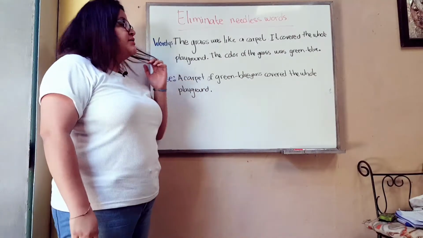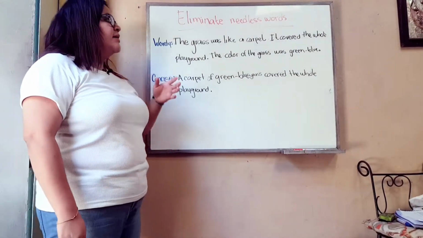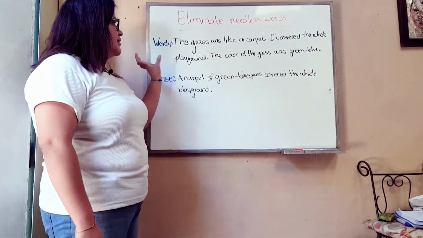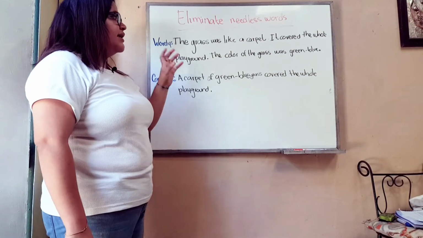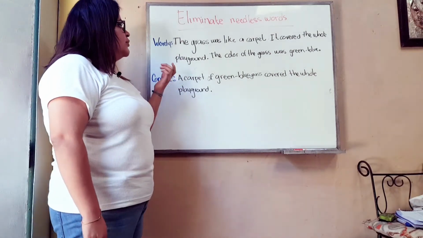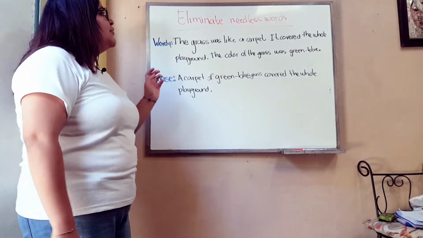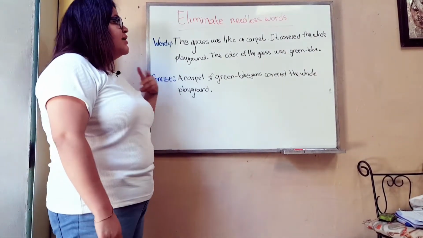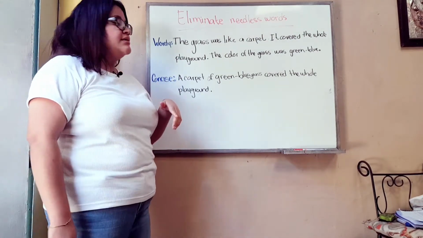Okay, now we are going to see eliminate needless words. The first example is wordy. The sentence that is wordy is, the grass was like a carpet. It covered the whole playground. The color of the grass was green-blue. Here we have 3 independent clauses, each of which has a different meaning.